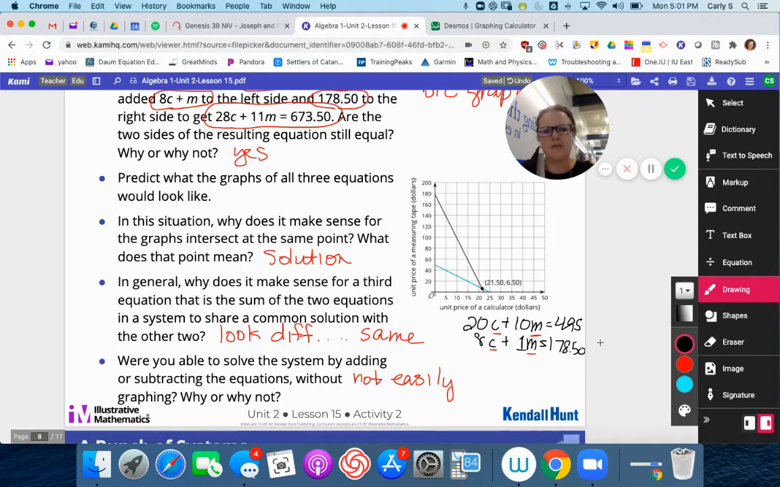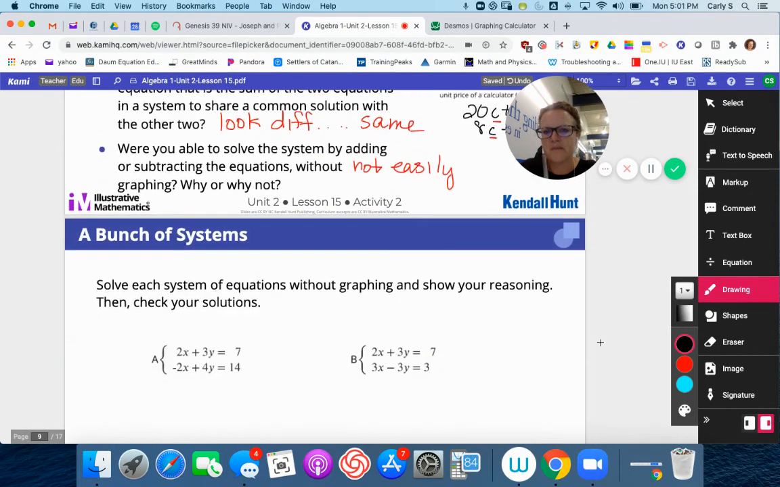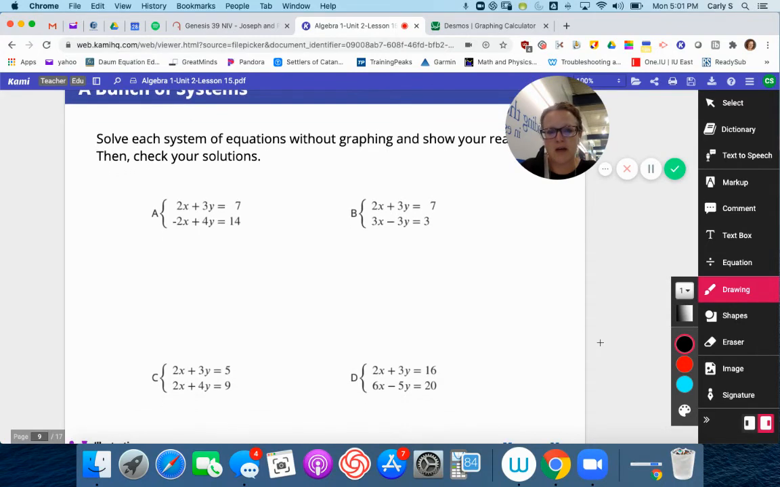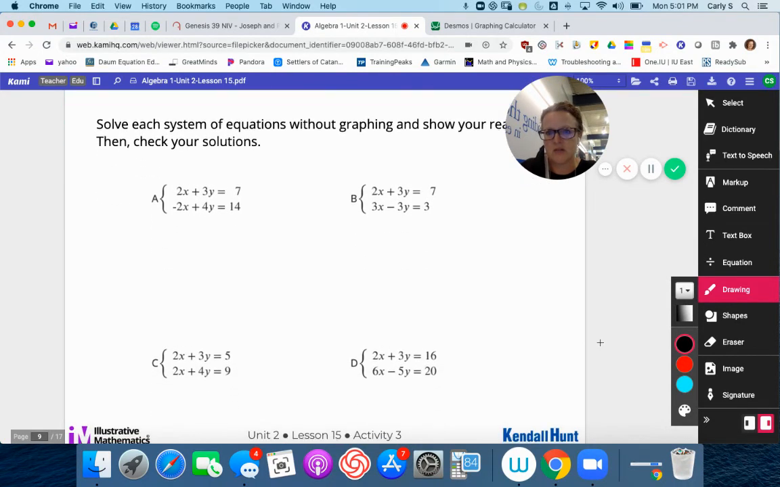Okay, and we're not going to jump the gun yet. But there is a way to do this. You just have to be patient, and we're going to get to it in a bit. All right, so let's try this. Solve each system of equations without graphing and show your reasoning, then check your solutions.